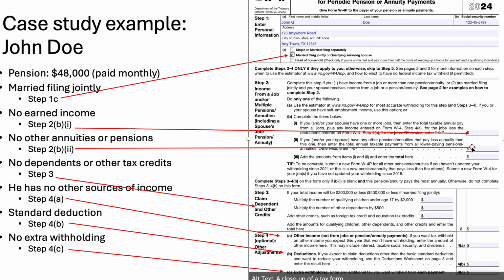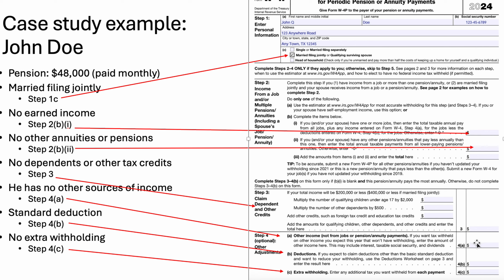Since we have no other sources of income, we're going to leave this alone. Step 3 would be something that if you claimed other tax credits, in this case, we're not claiming any dependents, any tax credits or anything like that. No other sources of income.